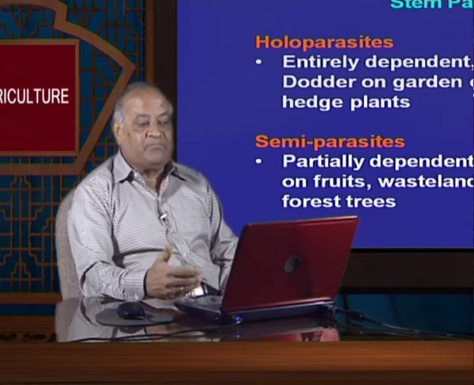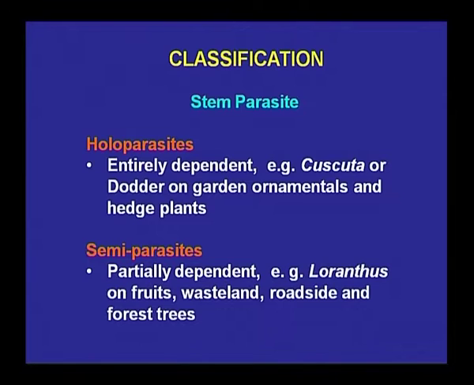First we take the stem parasites and holoparasites. They are entirely dependent, and the most important example of holoparasite is the cuscuta or dodder. These parasitize on the garden ornamentals and hedge plants, whereas the semiparasites which are partially dependent on the hosts are loranthus. These parasitize on the fruits, wasteland, roadside and forest trees.